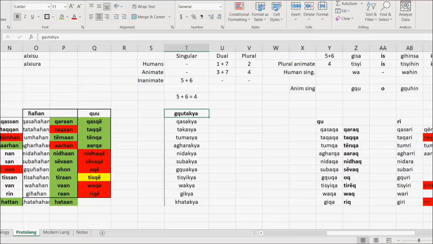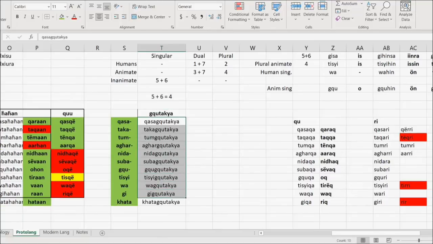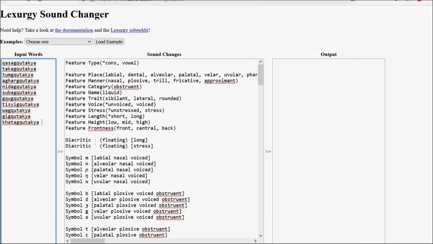And I am mindful of the stress, and I'm saying that it falls on the postposition. So like, kutaakya becomes kutakya. That makes sense to me. Well, then let's apply the subject prefixes, and let's see how Lexigy handles that.